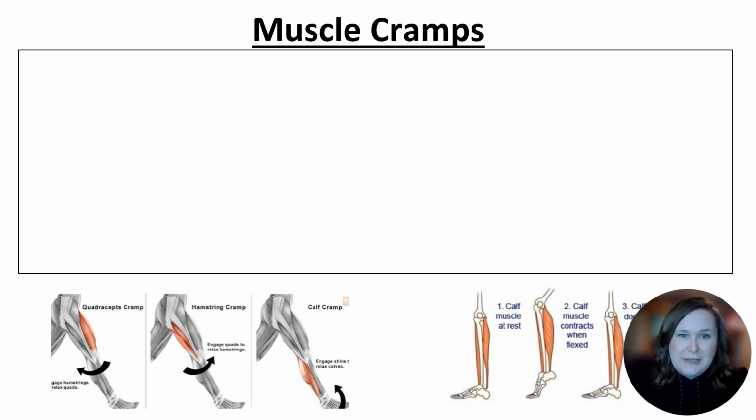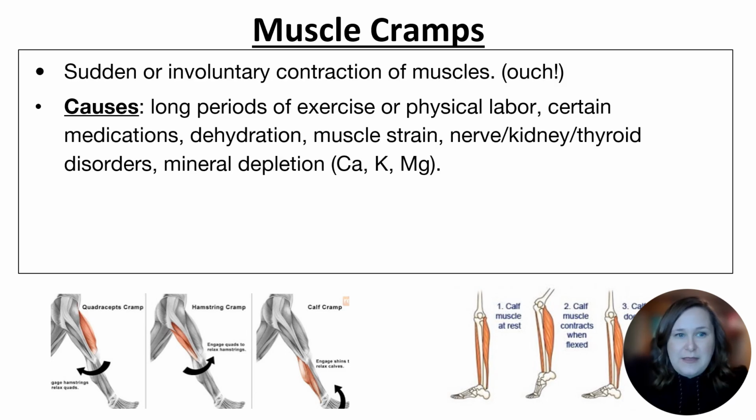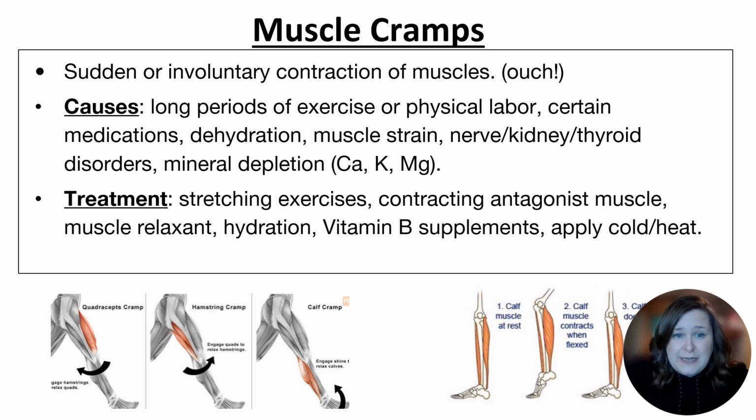So let's talk a little bit about things that can go wrong and how to know what's happening. Muscle cramps are sudden or involuntary contractions of muscles. The causes can be long periods of exercise, physical labor, some medication, dehydration, muscle strain, all kinds of things. Mineral depletion, if you get low on calcium or potassium or magnesium, you can have these muscle cramps. We can treat this with stretching and exercises, or applying cold and heat.